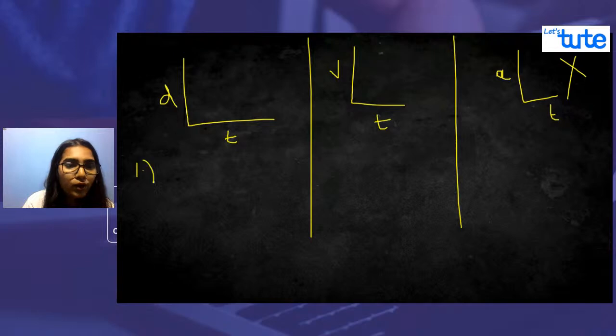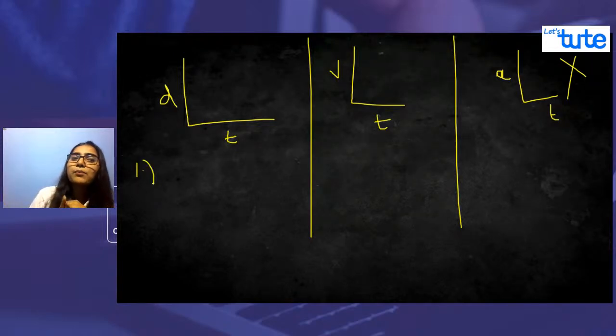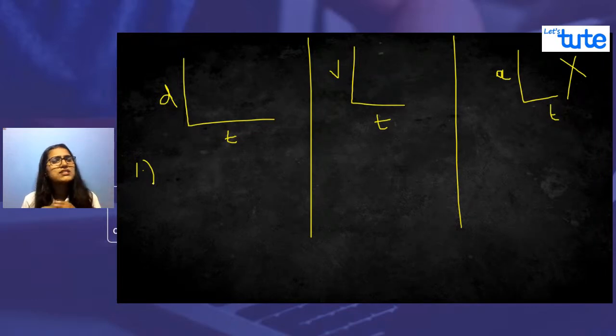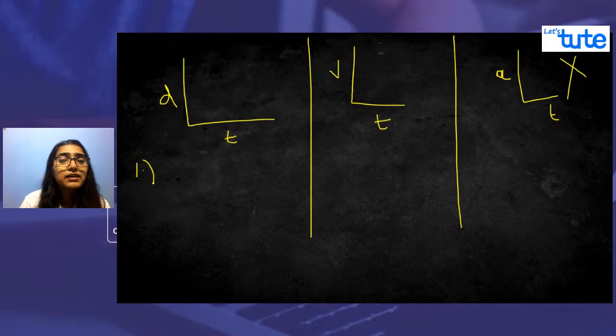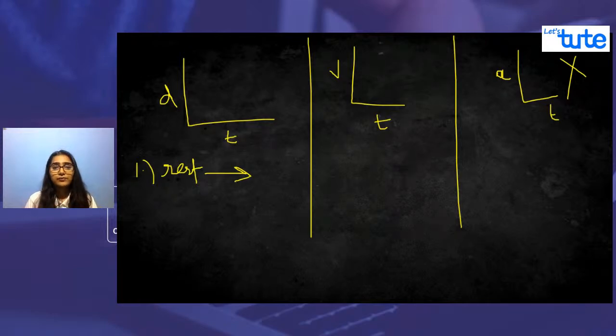So in distance time graph, remember there are three instances. First, what happens if the body is not moving? Guys, think about it. If the body is not moving, will it change its distance with respect to the origin or with respect to a point? I repeat, distance time graph for a body at rest. How will it look like?